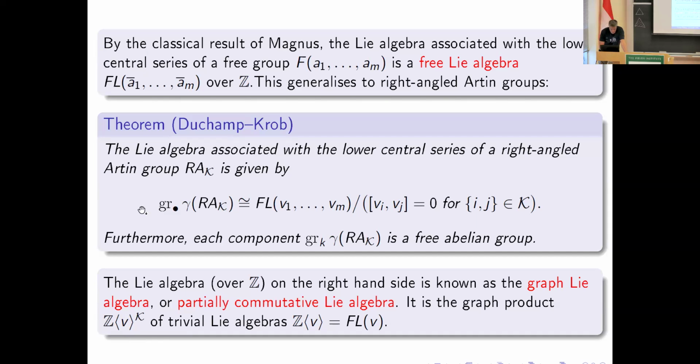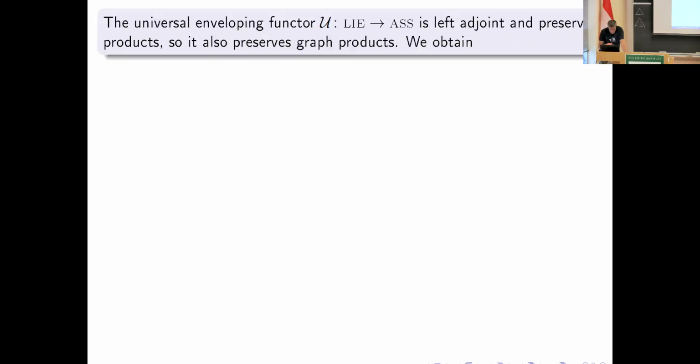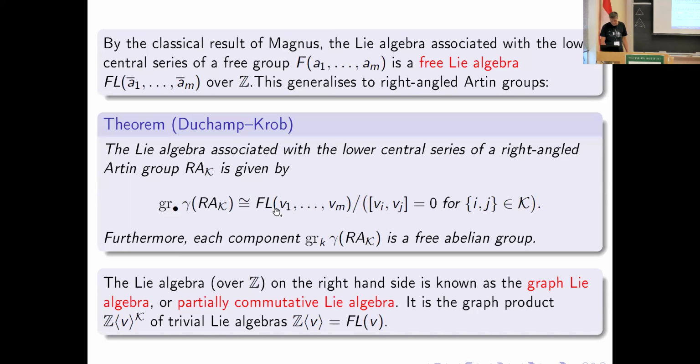All right. So now, how can you interpret that result in terms of graph products? Well, you can look at the universal enveloping functor from Lie algebras to associative algebras. And that universal enveloping functor preserves graph products for obvious reasons, because it's left adjoint to the forgetful functor from associative algebras to Lie algebras, and it also preserves products, so it preserves graph products. So you can apply it to this Lie algebra, and you write the tensor algebra modulo the same commutativity relations. That's what it tells you.